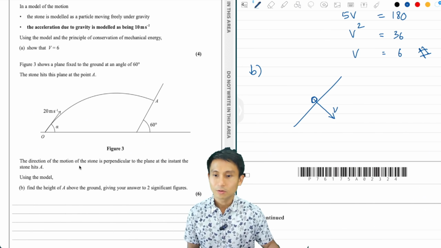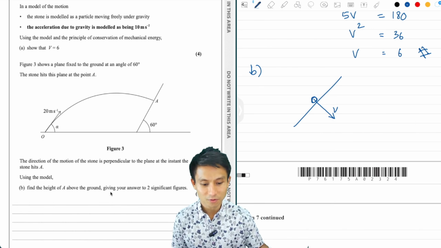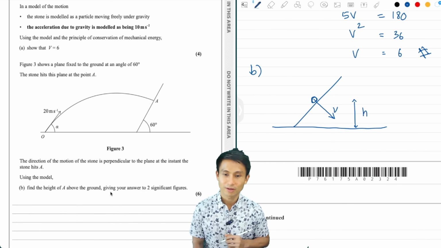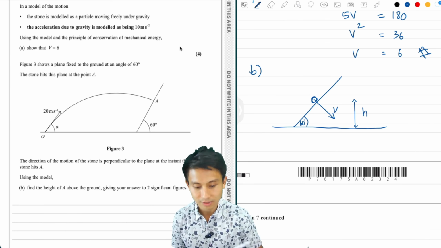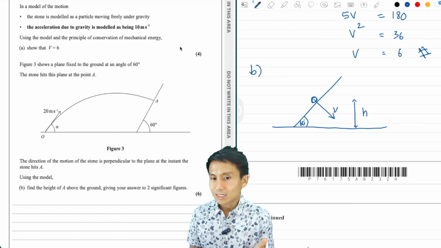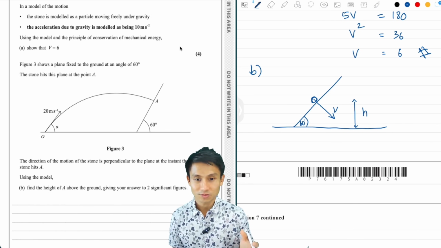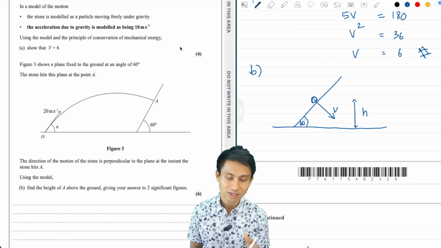Okay, we want to find the height of A above the ground. So basically we want to find this. Let's say that is the ground then. Okay, we want to find H here, to two significant figures, knowing that this is 60 degrees. Now again, this question doesn't tell you what to use or how to do it. You can use kinematics, you can use SUVAT, but it's going to be a little tricky.